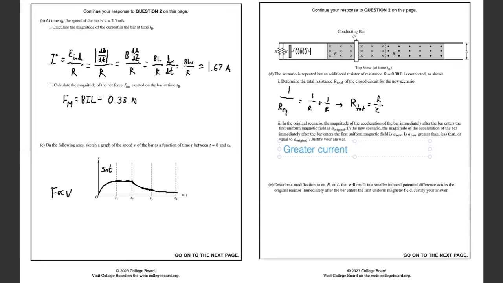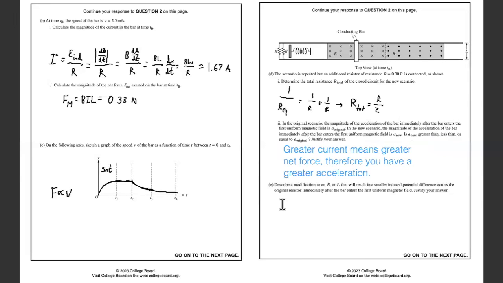So if you do have a greater current, in fact, twice as much, right? A greater current means greater net force by the same factor. Therefore, you have a greater acceleration. I apologize. I have no idea where lower current came from. I was thinking about that incorrectly. But it should be greater current.